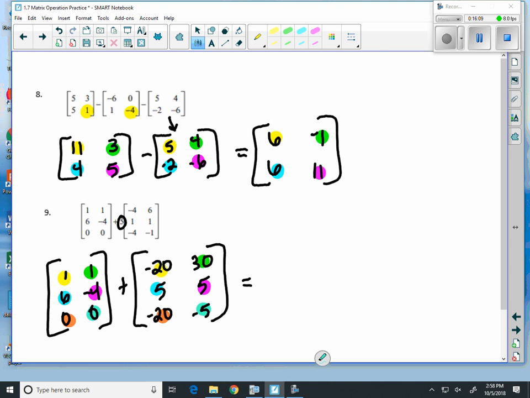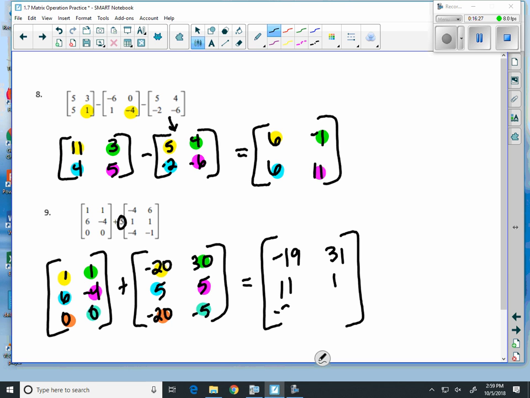So those are the colors that hopefully help you kind of see what you're going to add together. So we're going to do the yellows. 1 plus negative 20 is negative 19. 1 plus 30. 6 plus 5. Negative 4 plus 5. 0 plus negative 20. And 0 plus negative 5. And that would be your final answer for number 9.